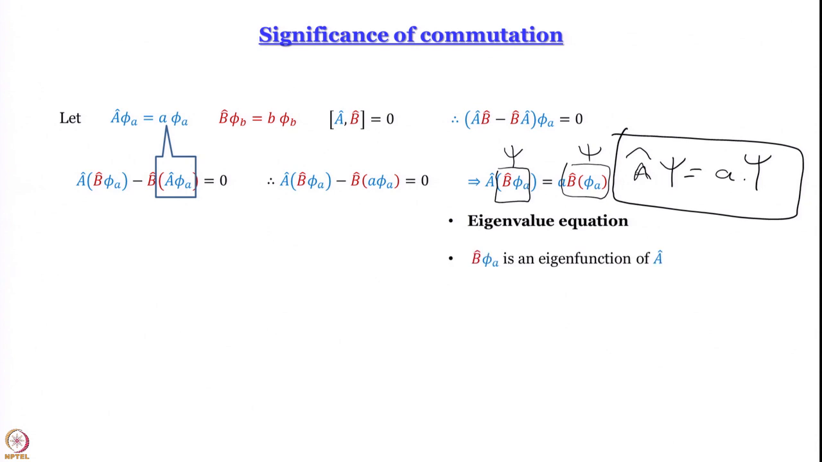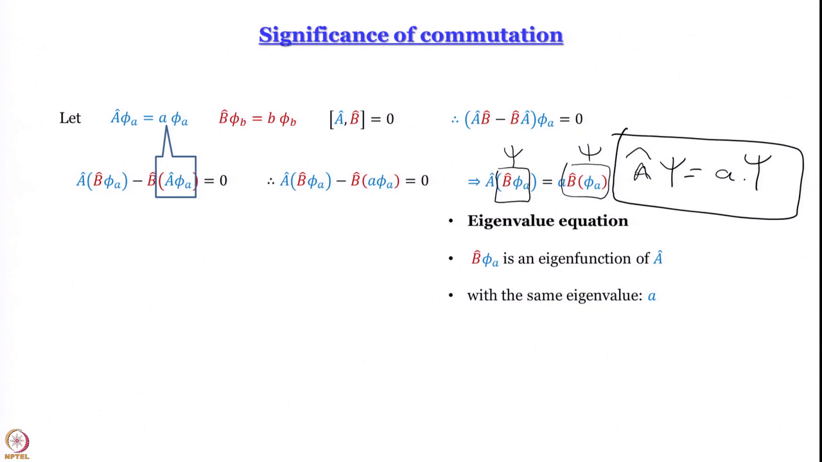So, B phi A is an eigenfunction of A. Moreover, what is the eigenvalue of B phi A? Yes, psi is equal to B phi A, right? So, the eigenvalue is a. B phi A has the same eigenvalue a for the A hat operator as phi A.